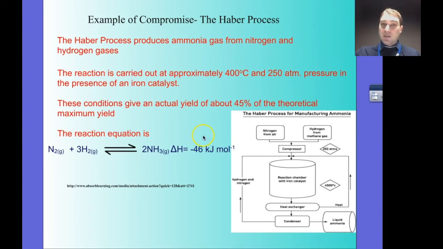So the pressure is higher to make more ammonia, but the temperature is higher to make more ammonia in a shorter amount of time, but you don't get the maximum yield from your reactors. So in this case we get 45% of the yield. So this is an example of that compromise.